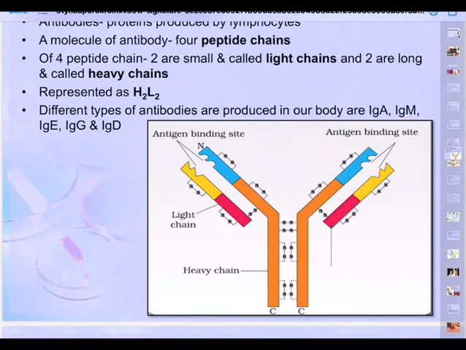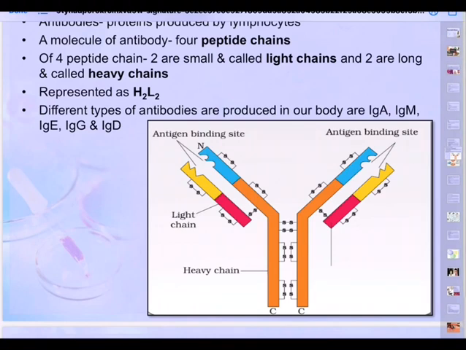And then you got IgD. It functions as an antigen receptor on the surface of B cells. What are B cells? Bone marrow cells, I said. It is present on the surface of B cells and in blood and lymph. So IgD is an antigen receptor. It does a very good function.